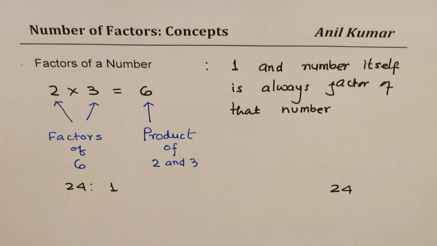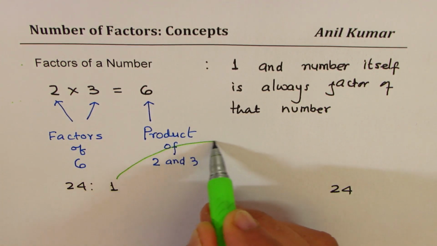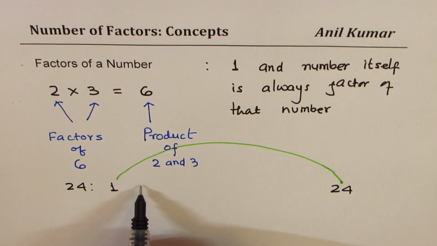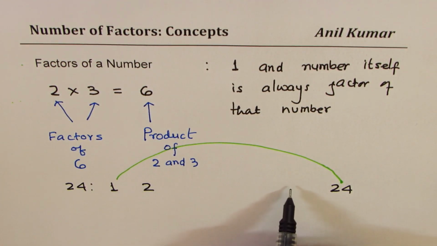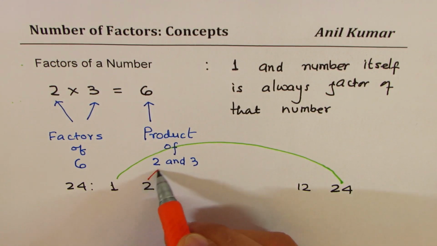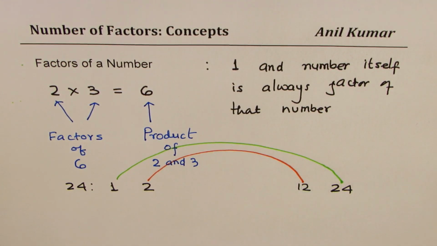So let me just connect them with a line. So I thought I'll make a rainbow, but we'll just randomly choose a color. So we kind of connect it, right? Since 24 is an even number, we could do 2 times something. 2 times 12 is 24, right? So we'll connect these two. So 2 and 12 are also factors of 24.